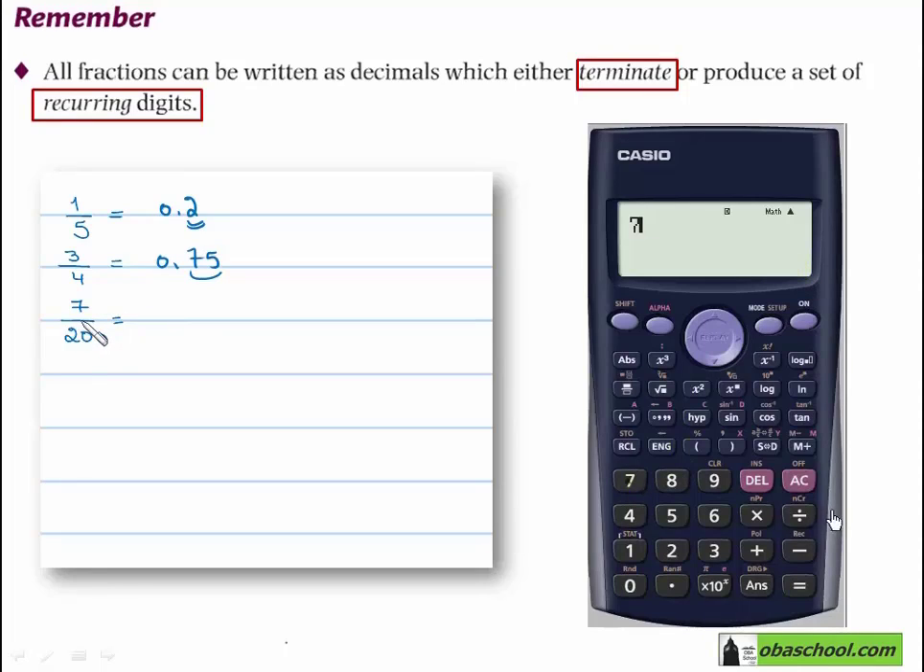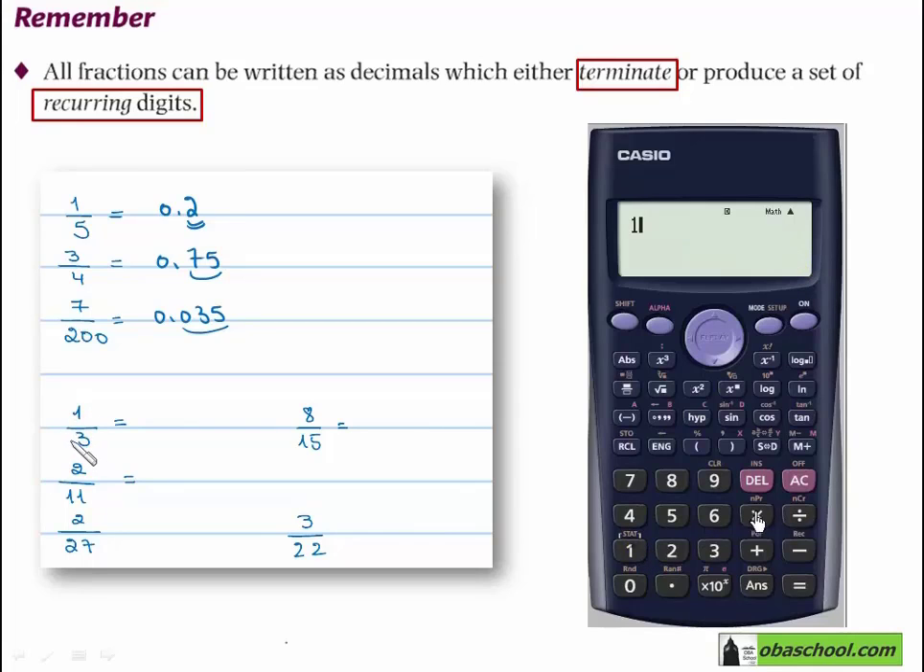Now, 7 divided by 200, if we divide it, the answer will be 0.035. I have three numbers in the decimal place, 035, and the process of division is terminated. So these forms of fractions, when we divide them, we observe that we can write them as decimals, where the decimal numbers are terminated, which means they end as a certain value. Whereas, on the other side, to explain what is meant by recurring digits, we will take these examples.